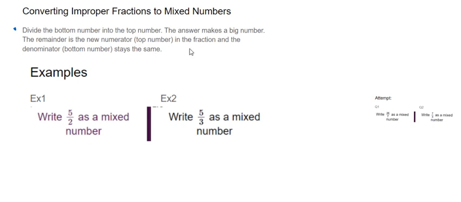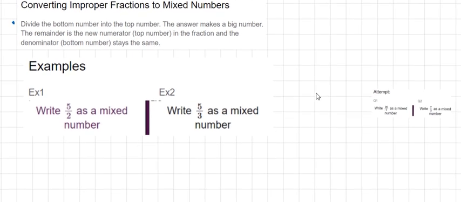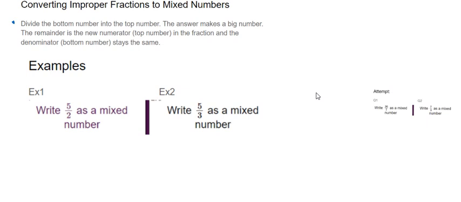So it sounds a little bit more complicated there than it actually is, but that's just a general guide of what we're going to do. So all we're going to do is take the bottom number, which is 2 in the first example here, and divide it into the top number, which is 5.